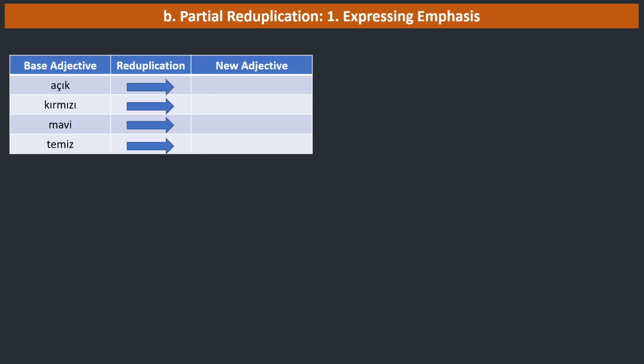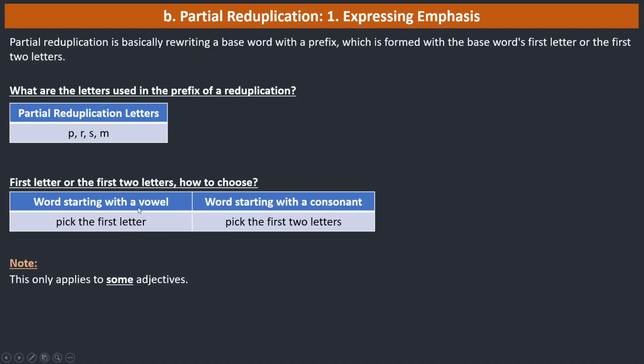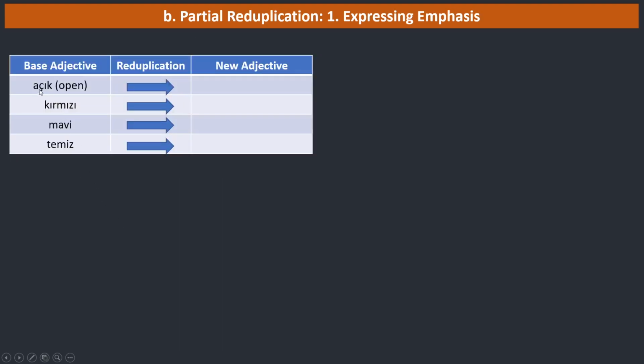Açık means open. And if I go back, what does it say? If the word starts with a vowel, pick the first one. Let me see. It starts with a, which is a vowel. So it starts with a vowel, so I will pick the first. So a, I am inserting p, and then the base word itself, apaçık.